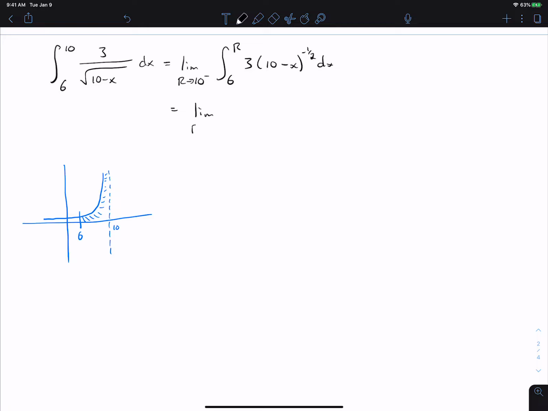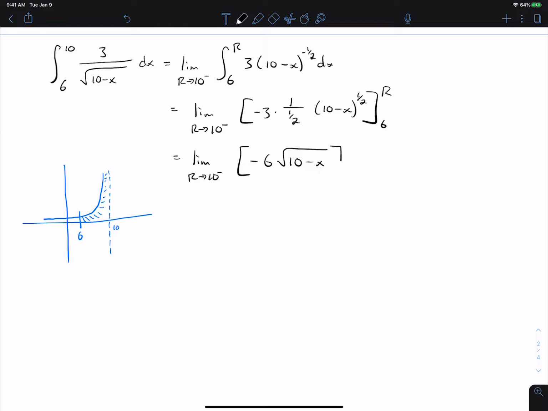Now that's a quick u substitution where u is 10 minus x, du is then negative 1 dx, and so we get negative 3 times 1 over 1/2, which will simplify to 2, times 10 minus x to the 1/2, evaluated from 6 to r. We simplify that as much as we can. So we get negative 6, and then I'll go ahead and write it as the square root of 10 minus x from 6 to r.